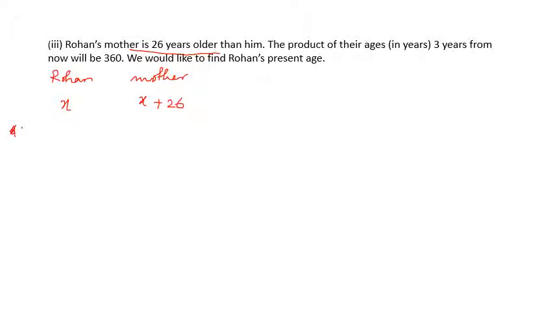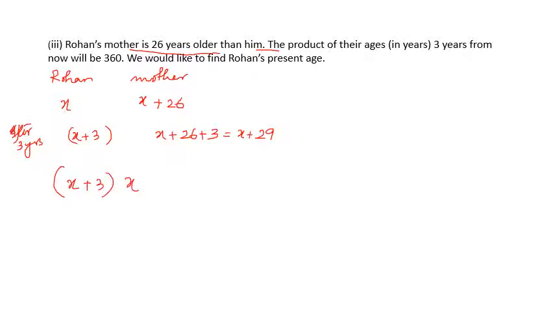After 3 years, Rohan will be x plus 3 and mother will be x plus 26 plus 3, that is equal to x plus 29. Now what is given? Product of their ages 3 years from now will be 360. So product means multiplication. So we have x plus 3 into x plus 29 is equal to 360.